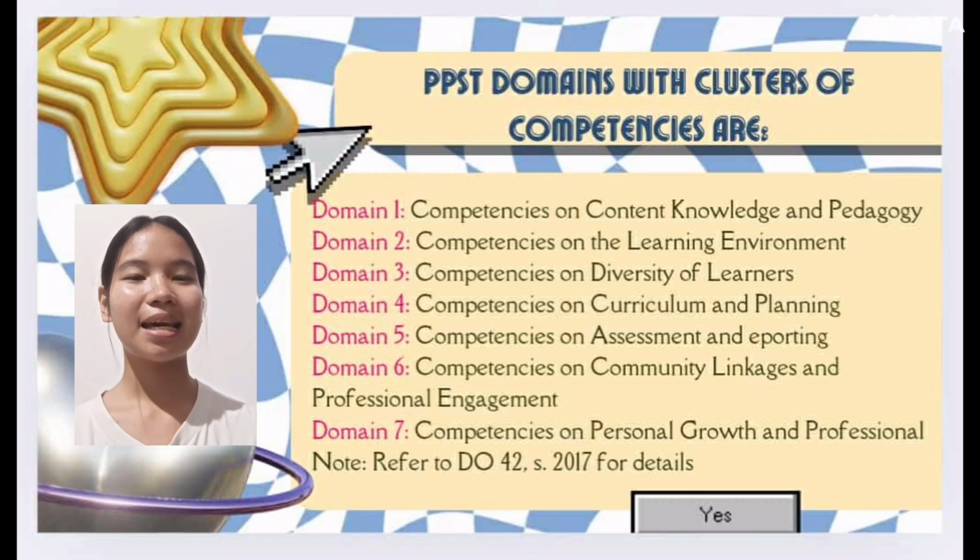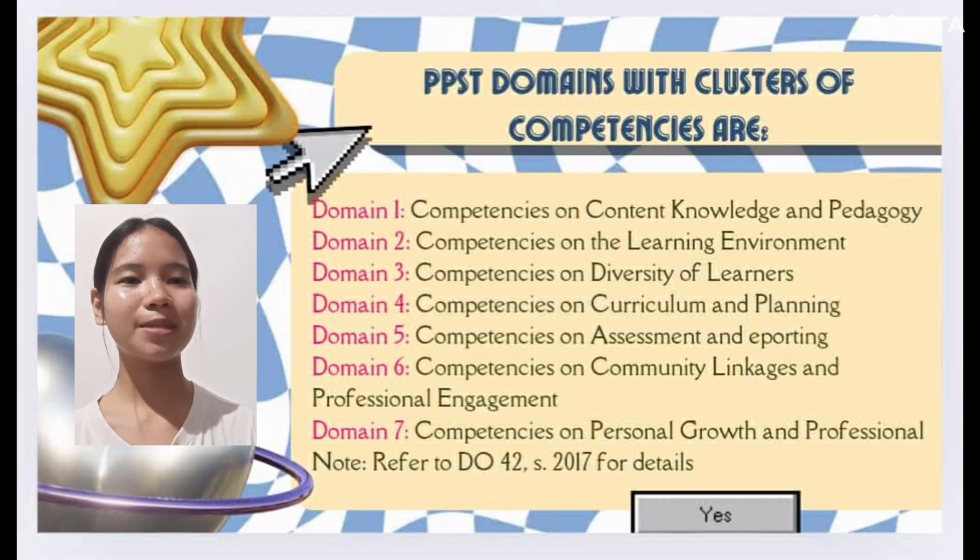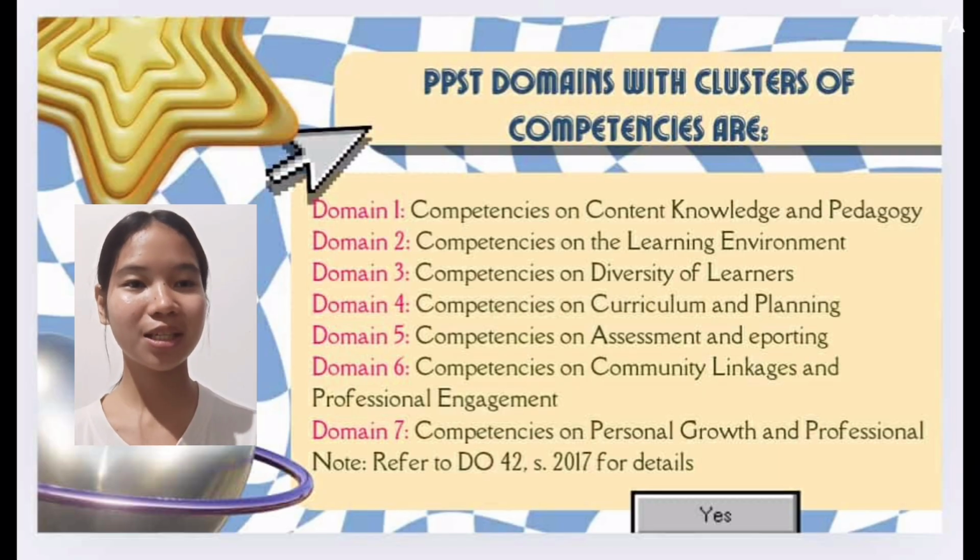The PPST is divided into 7 domains, each describing an important area of teaching competence. First, we have here domain 1, which is about competencies on content knowledge and pedagogy. So here, teachers must know the subject they are teaching and use good ways to help students understand. For example, a math teacher uses drawings or real objects to explain fractions clearly.